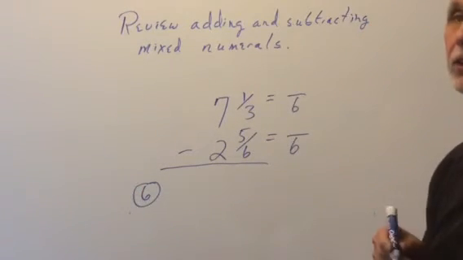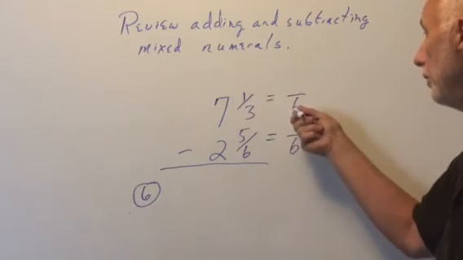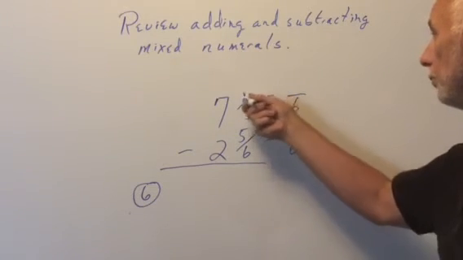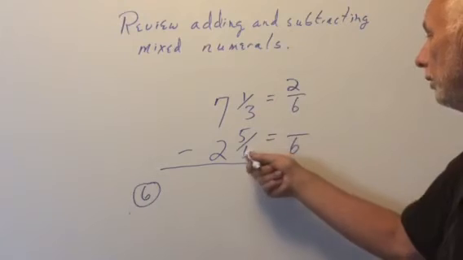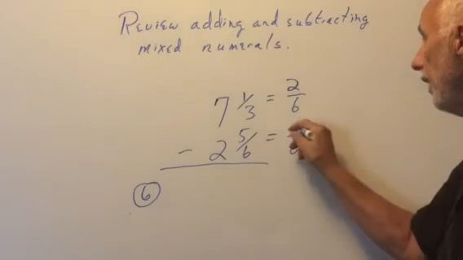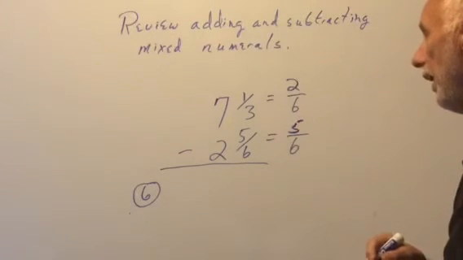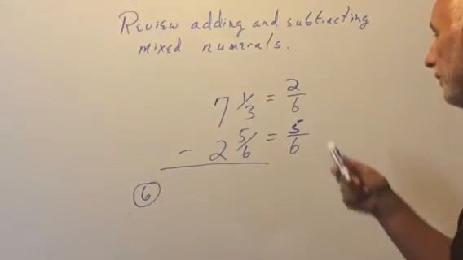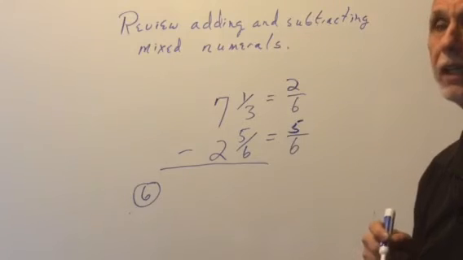Now you have to find the missing numerator. 3 goes into 6 2 times. 2 times 1 is 2. 6 goes into 6 1 time. 1 times 5 is 5. And now I have that problem where I have to take 5 away from 2, which I can't do.